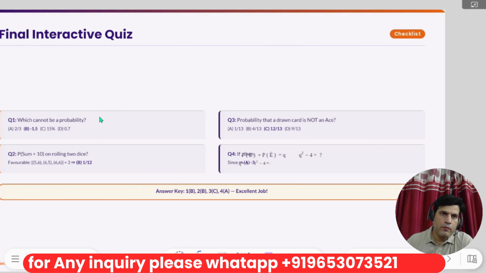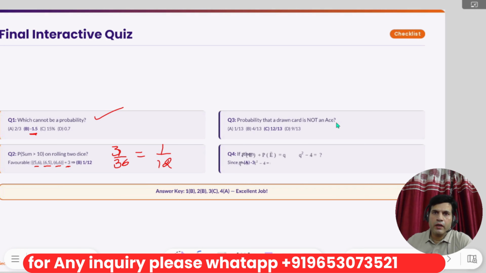Which cannot be probability, like this one, minus, so this is not a probability. Sum greater than 10 on rolling 2 dice. So 5 6, 6 5 and 6 6. So there are 3. So we can say 3 by 36. So it is 1 by 12.